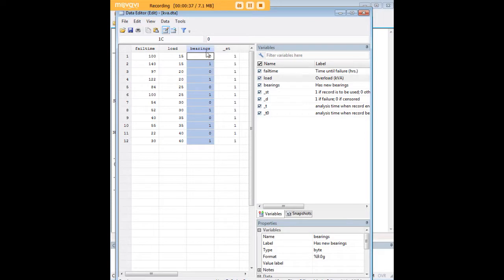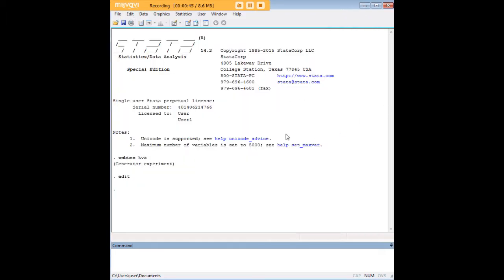Note that bearings is a dummy variable, with zero indicating that a particular generator does not have new bearings and one indicating that new bearings are present. Now these data have already been ST set, so we don't have to worry about doing an ST set to indicate that fail time is our variable of interest, so just keep that in mind.